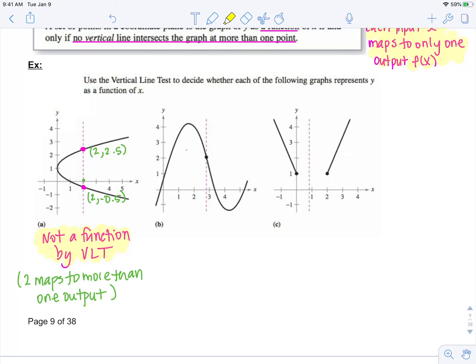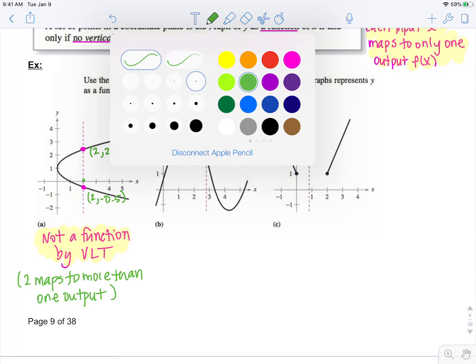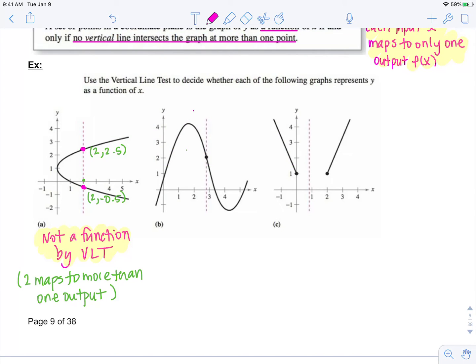Now, in the next example, they've drawn one vertical line for us, but we could draw infinite amount of vertical lines to check. It doesn't have to only be at one point. Now, no matter where I draw a vertical line, each of those vertical lines only hits my graph at one point. So this graph is a function by the vertical line test.